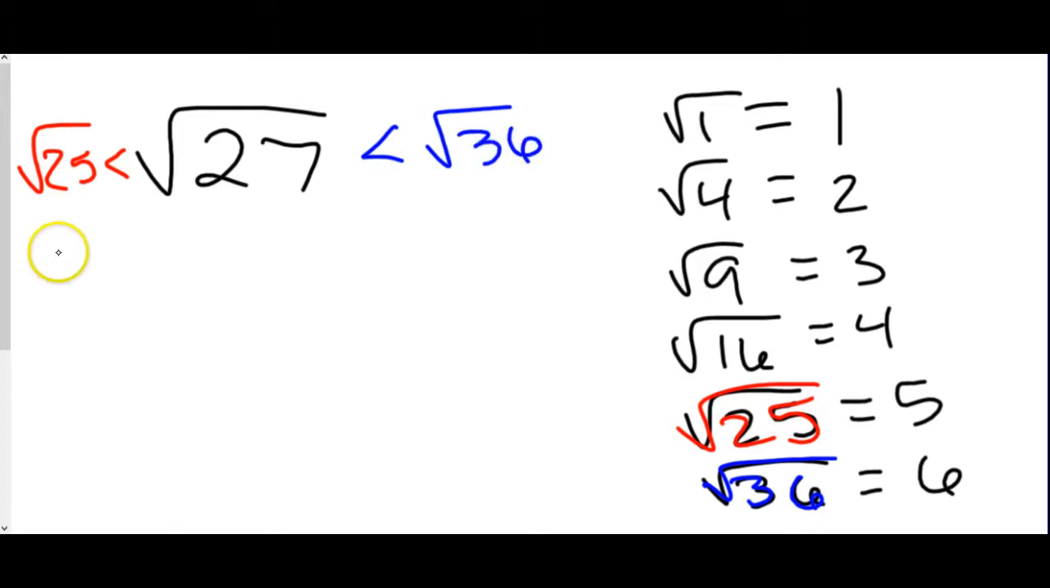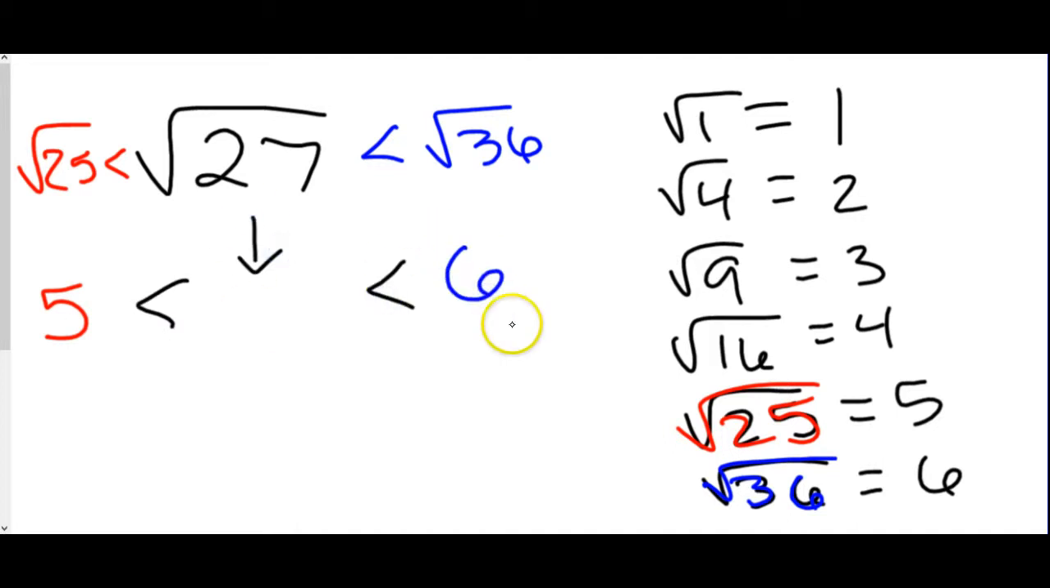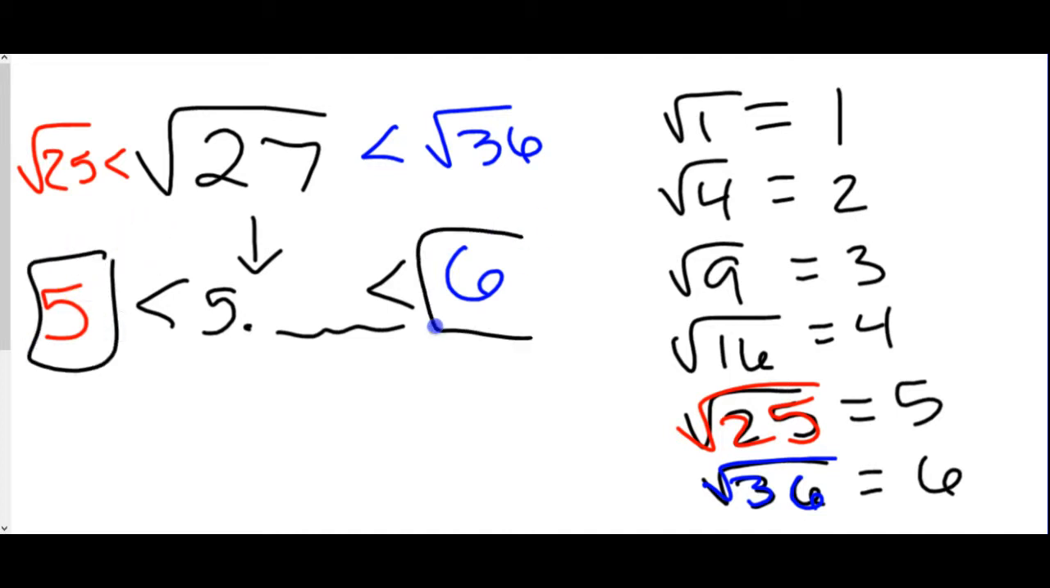Well, we know the square root of 25 is 5. We know the square root of 36 is 6. That means square root of 27 is somewhere in between those two numbers. It's 5 point something. We don't even know what the rest is. We just know it's somewhere in between 5 and 6. So those are our answers, 5 and 6.